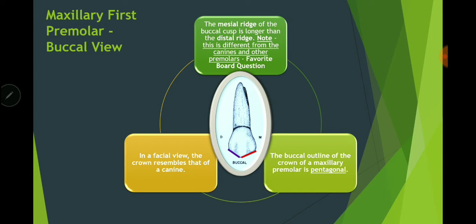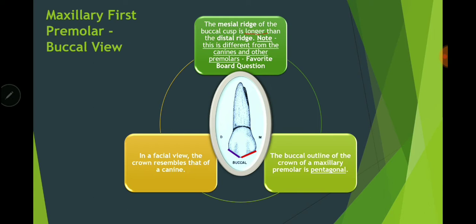And the buccal view of the maxillary first premolar. The mesial ridge of the buccal cusp is longer than the distal ridge. Remember that, not just the mesial ridge of anything, but the mesial ridge of the buccal cusp is longer than the distal ridge of the buccal cusp. This is the buccal view. And this is different from canines and other premolars.